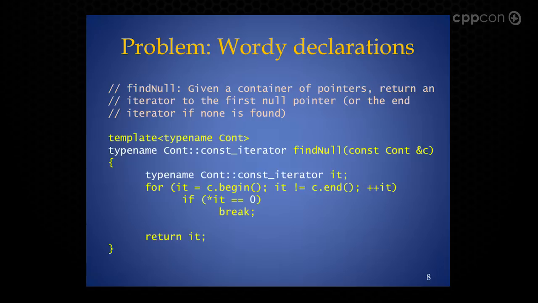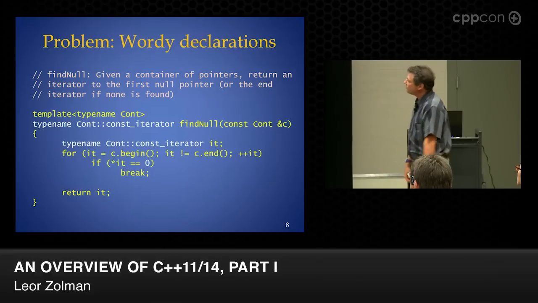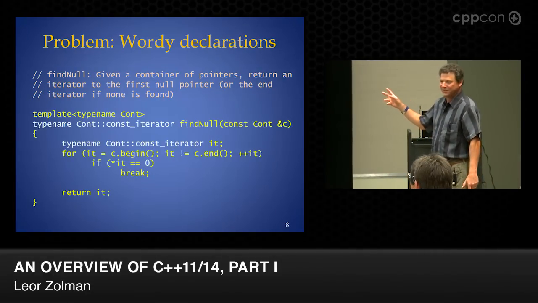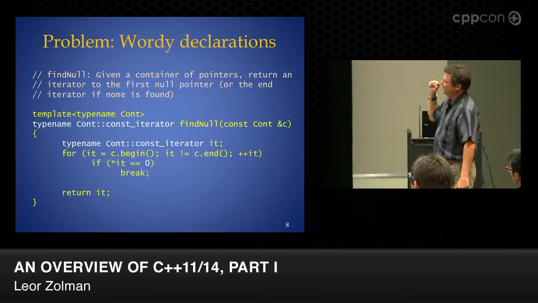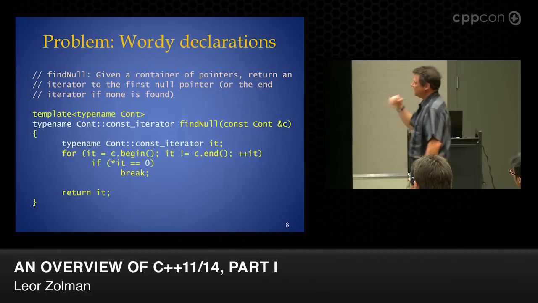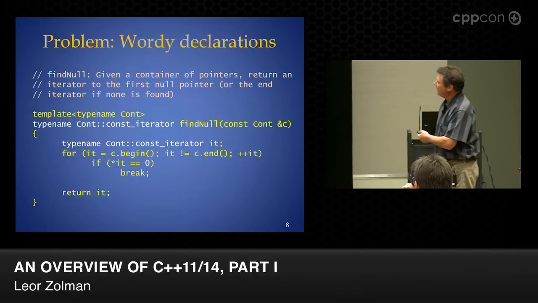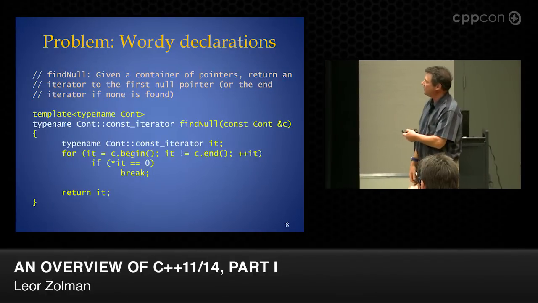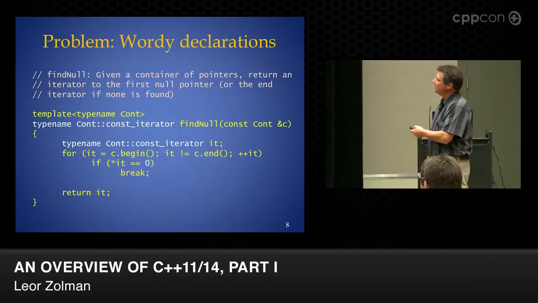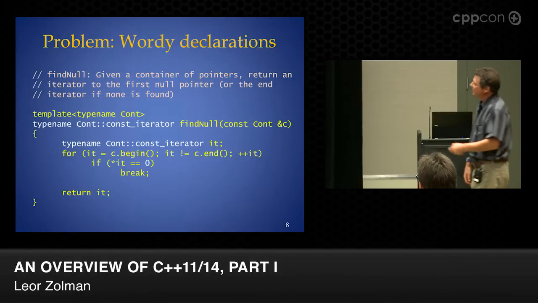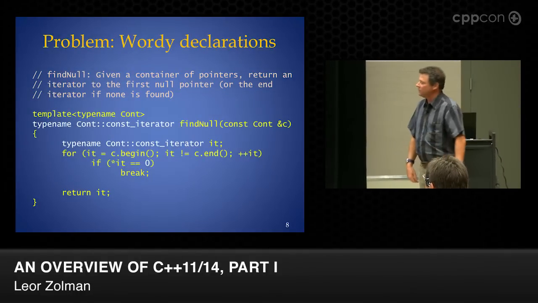Let's look at a piece of old C++ code. So this is a function template called find null. It's not an algorithm, right? You can look at that and say that it doesn't count as an STL type algorithm because it doesn't take a pair of iterators. So it's just a function template that takes a container of some kind and it assumes that it contains pointers and it returns an iterator to the first null that it finds. Or if there's no nulls, it returns end, meaning the end of the container, which is the STL convention.